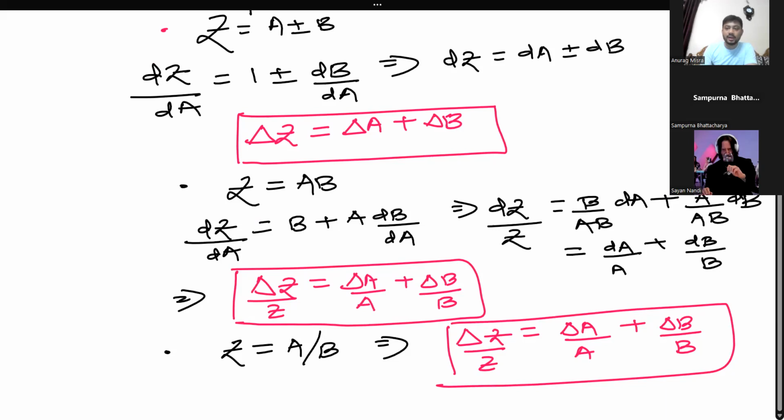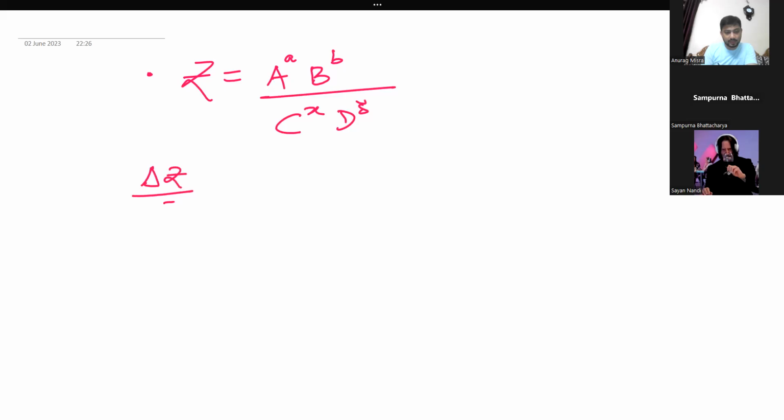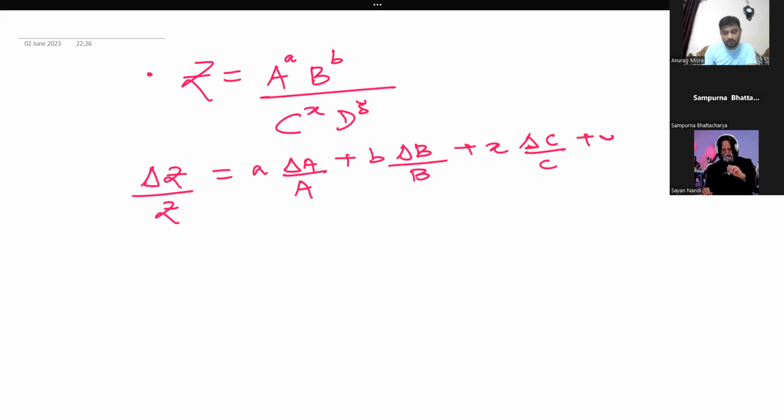Apart from this, if you have any exponent kind of relationship, suppose Z equals A to the power small a, B to the power small b, divided by C to the power x, D to the power y, then the formula is: delta Z by Z, the relative error in Z, will be small a into relative error in A, plus small b into relative error in B, plus x into relative error in C, plus y into relative error in D.